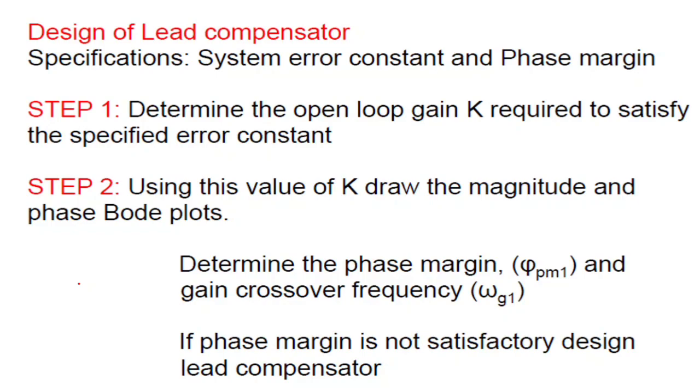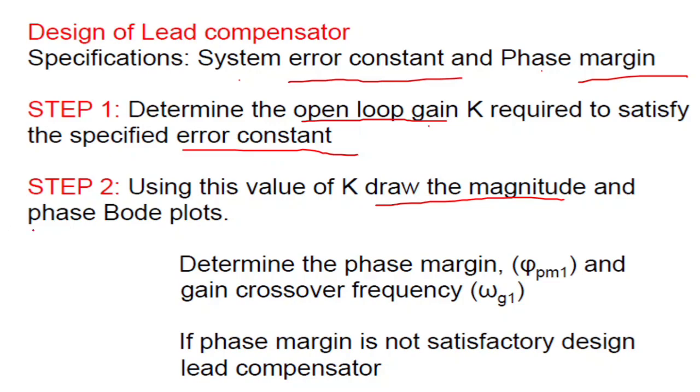In the design of lead compensators, the specifications we assume to meet the design performance are the system error constant and the phase margin. Step 1: first determine the loop gain K to satisfy the specified error constant. In step 2, using this value of K, we have to draw the magnitude as well as the phase Bode plot. First determine the phase margin and the gain crossover frequency. If the phase margin is not satisfactory, design a lead compensator.